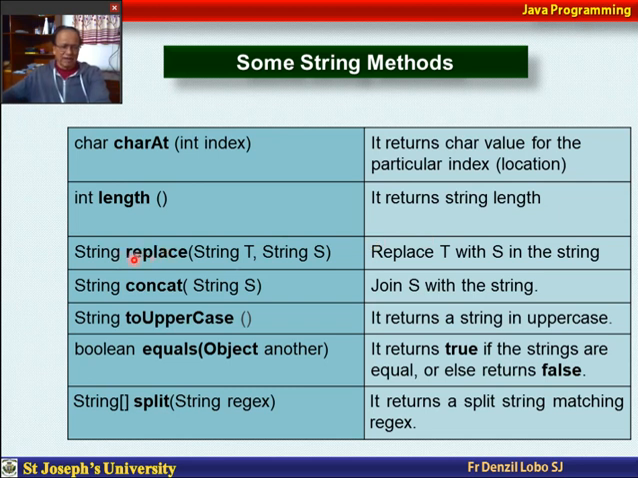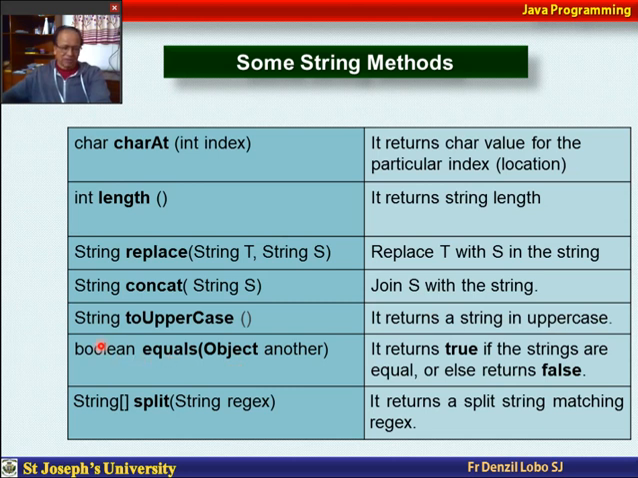Here you have one more, replace. So some string dot replace. It replaces T with S and returns a string in this case. Concat. I can say some string dot concat, giving one more string. So this string is going to be attached to the end of the other string. The string toUpperCase. You can say the particular string dot toUpperCase. Immediately it converts that into upper case and returns a string in uppercase.